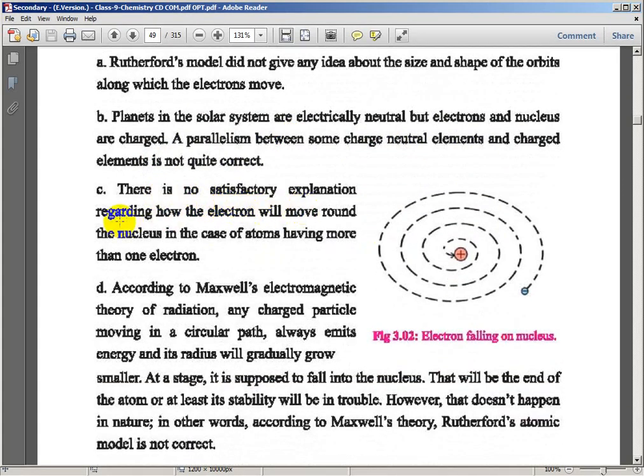There is no satisfactory explanation regarding how the electron will move round the nucleus in the case of atoms having more than one electron. This atomic model can explain only a one-electron atom, like hydrogen, which contains one electron. But when atoms contain two electrons like helium, or three like boron, more than one electron, there is no satisfactory explanation of how the electrons will move around the nucleus. This model can't explain atoms having more than one electron.